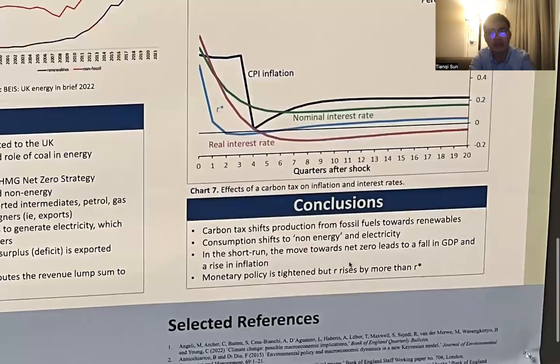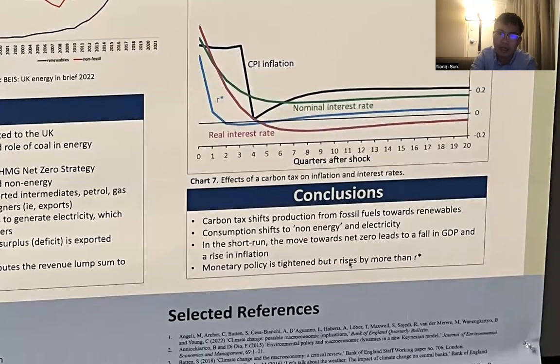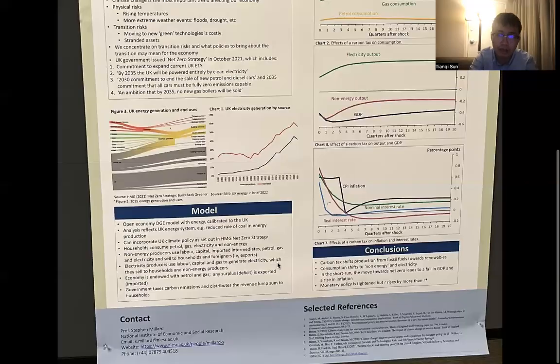So what does it tell us? The conclusion is basically that the carbon tax shifts production from fossil fuels towards renewables, and consumption shifts to non-energy and electricity. Which means in the short run, the move towards net zero leads to a fall in GDP and a rise in inflation. And also monetary policy tightens, with interest rates rising more than inflation. So yeah, this is basically what the study tells us.